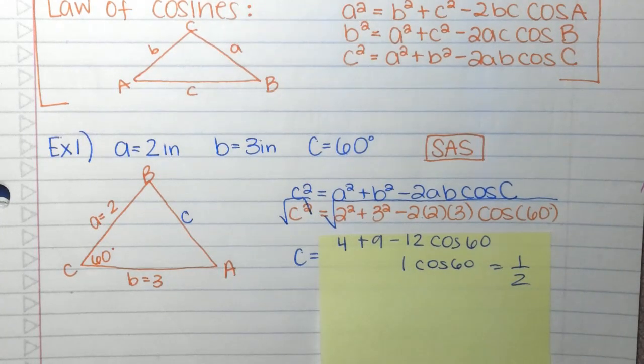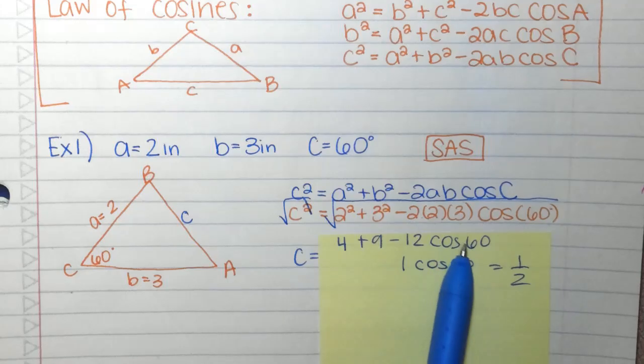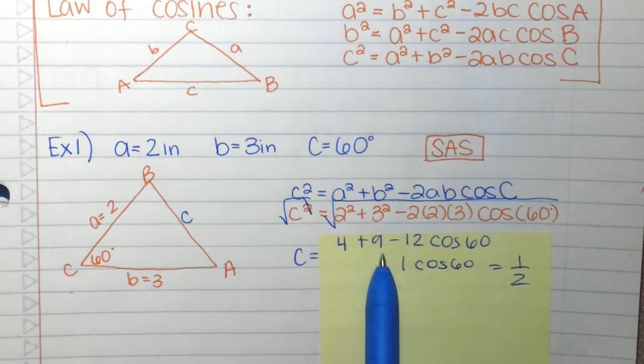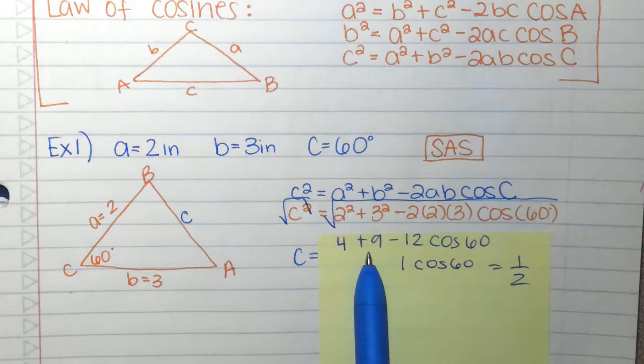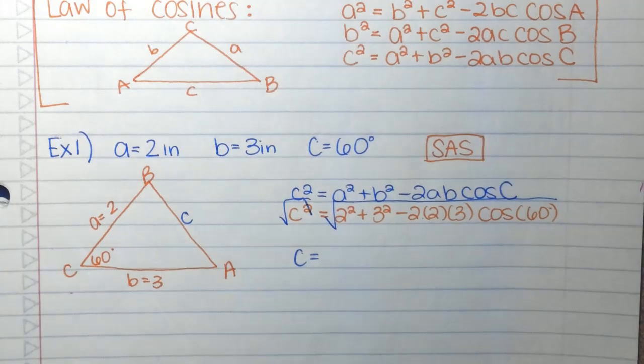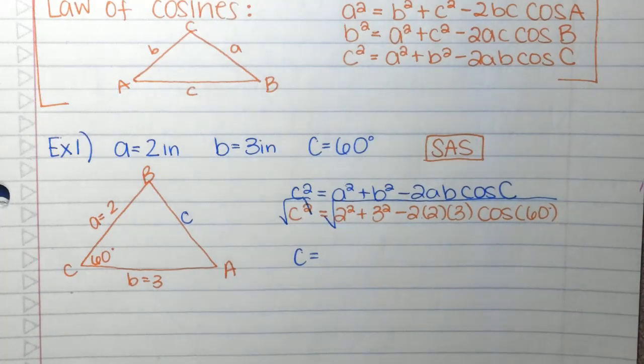That's wrong. This 12 is with the cosine of 60, and PEMDAS says I cannot add those together. So just be careful. That's why I'm saying just go straight to your calculator. Type it all in your calculator so you don't make those mistakes.